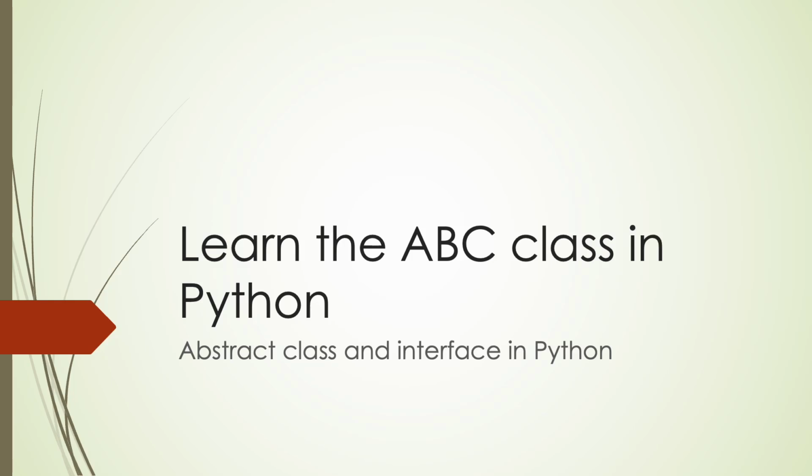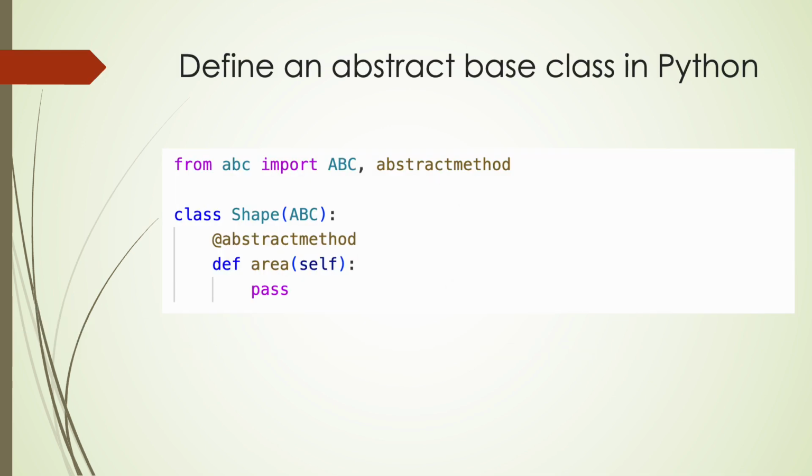The ABC class in Python stands for Abstract Base Class, which are used to define methods that must be implemented by any subclass, ensuring that subclasses meet certain interface requirements. However, the base class itself cannot be instantiated. An abstract base class is a class inheriting the ABC class from the ABC module.